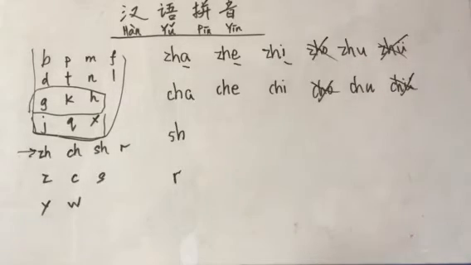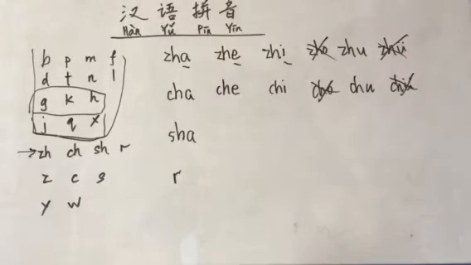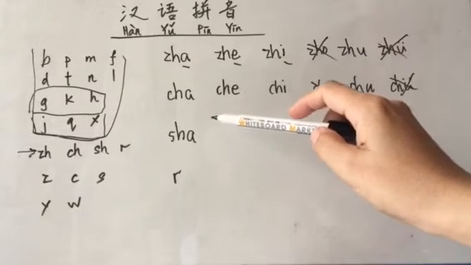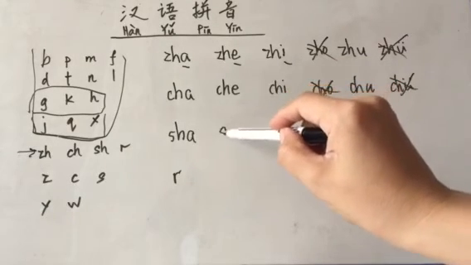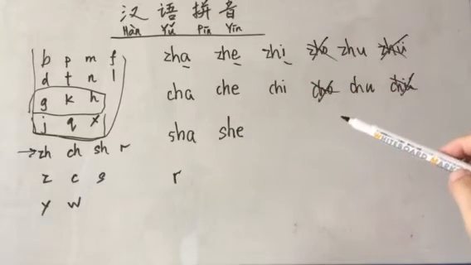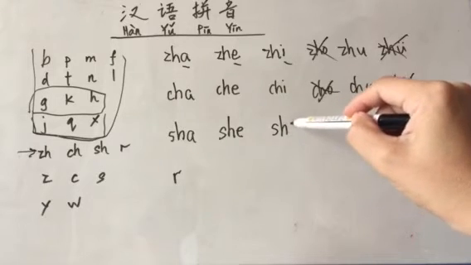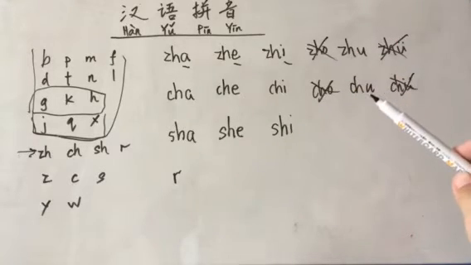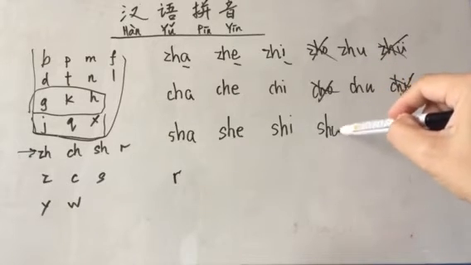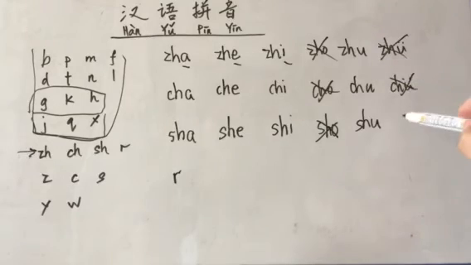No, don't have. 诗, sha, 沙. 诗, sha, 沙. You see? It's easy. 诗, she, 舍. 诗, i, 是. No. 诗, u, 书, 数.